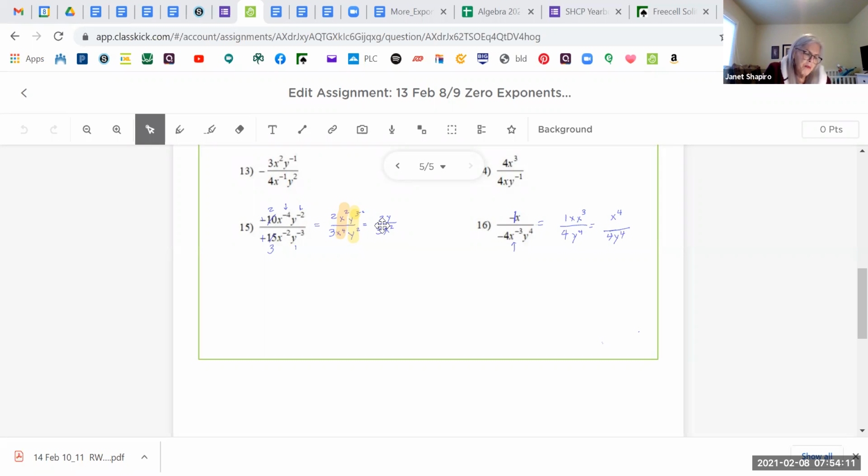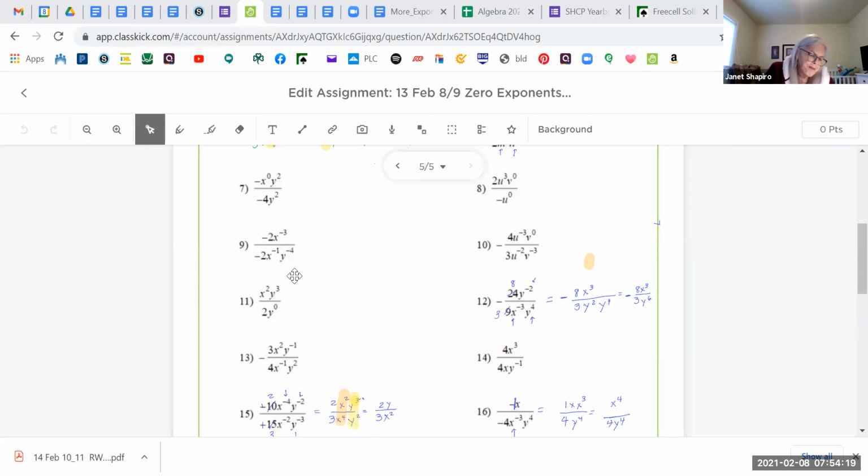Let's look at any other problems. Let's look at number 9. Okay. I have a negative 2 divided by a negative 2. So when the numerator and denominator are the same, that's a 1. Or I could say a negative divided by a negative is positive, 2 divided by 2 is 1. So I just have a 1 left.